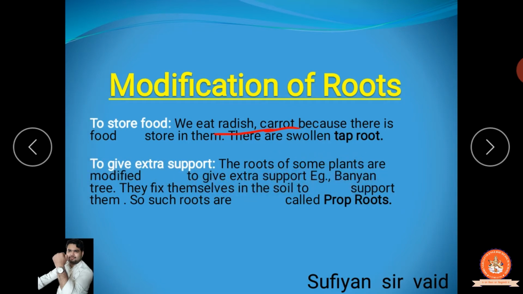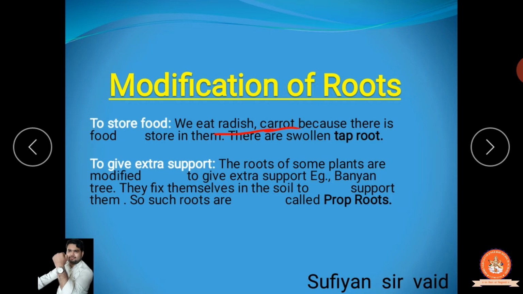Example, the banyan tree. They fix themselves in the soil to support themselves. Such roots are called prop roots. Now what is a prop root? You had observed this when you see the banyan tree: from the branches of the banyan tree, roots come out and go inside the soil, and they become the roots of that tree. They become the support system of that banyan tree, so that it can grow with huge proportions.